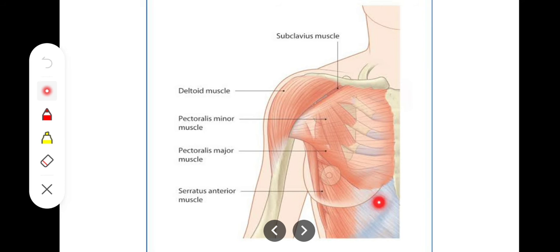So this whole region is basically the pectoral region, which constitutes the most important muscle, the pectoralis major muscle. Though the pectoralis minor is also here, the pectoralis major forms the major bulk of this region. And the main purpose of this region is that it connects the upper limb with the anterolateral chest wall. So this whole is the pectoral region.